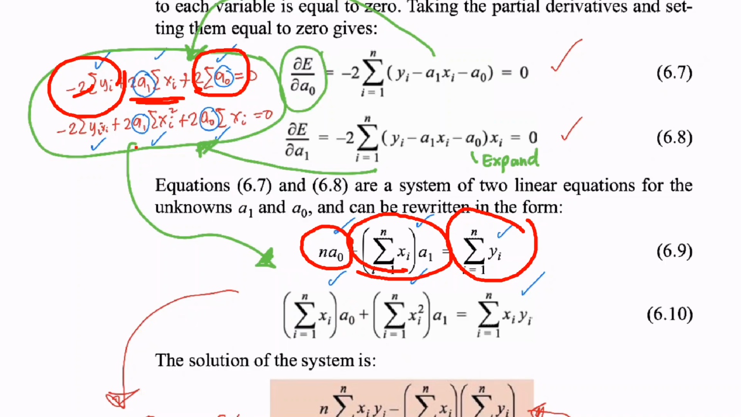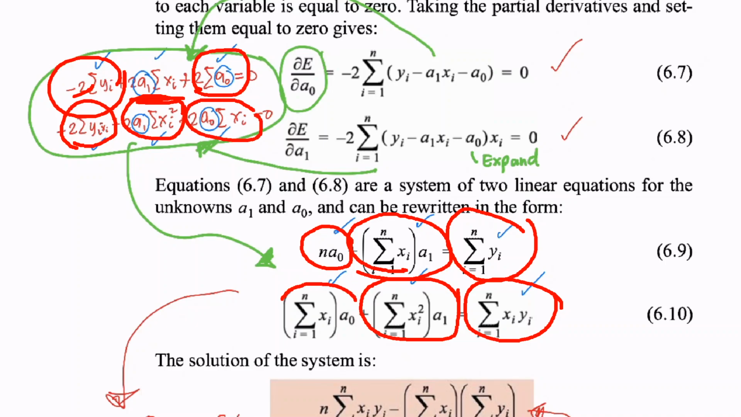Then for the second equation, yixi is here. Okay, this is transposed to the other side. Xi squared a1, this one, and a naught summation xi is this one. Okay, so two equations, two unknowns. We can solve this by Cramer's rule, right?